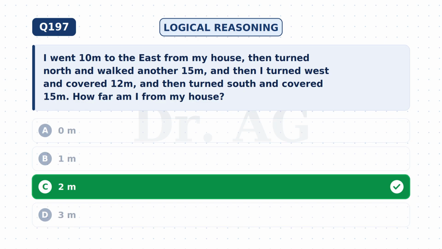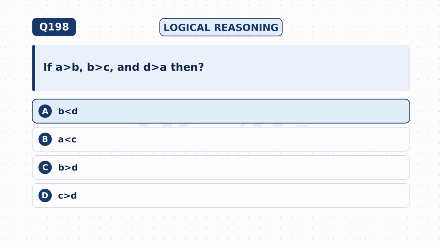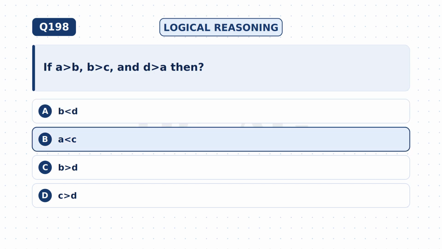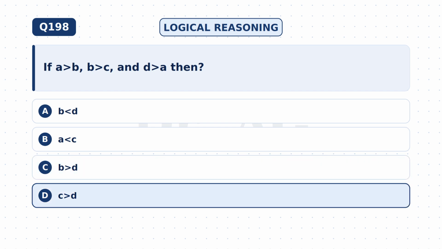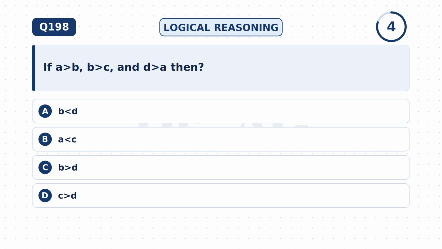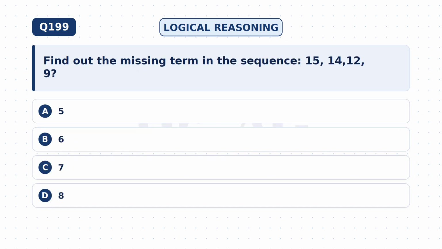2 meters. Question 198. If A greater than B, B greater than C, and D greater than A, then? Option A. B less than D. Option B. A less than C. Option C. B greater than D. Option D. C greater than D. The correct answer is A. B less than D.